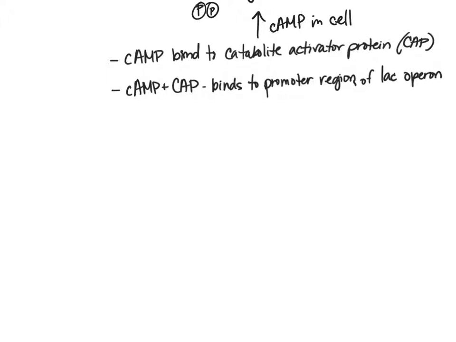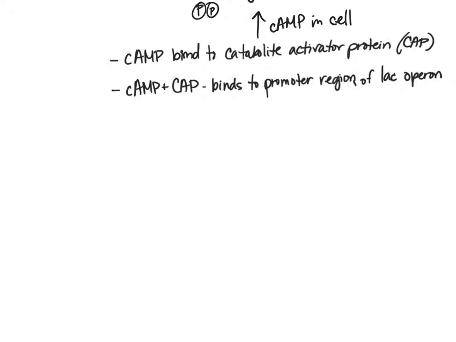So this increases now the binding ability of RNA polymerase. So basically having this cAMP plus CAP complex on the end of the promoter is going to allow RNA polymerase to attach more easily to that operon, and then that's going to initiate transcription. But we also have to have that lactose there to remove that repressor so that it can go.